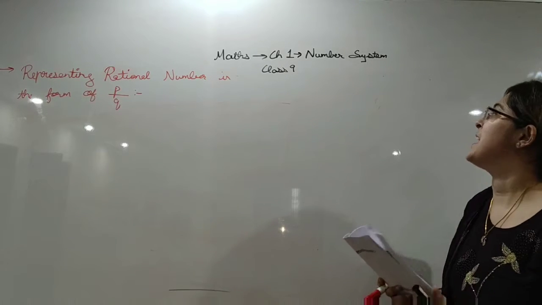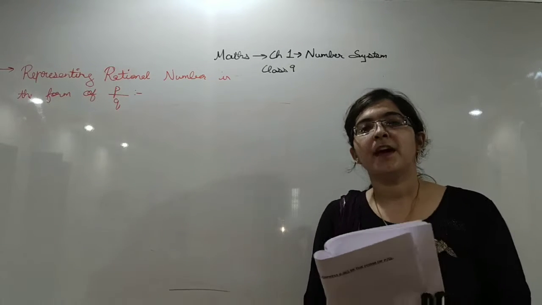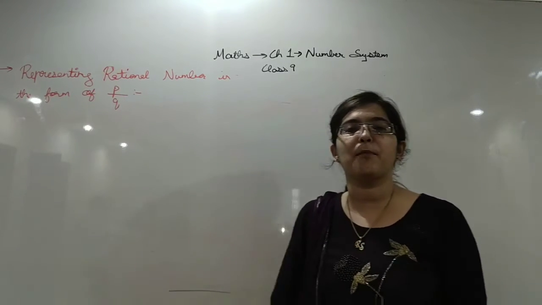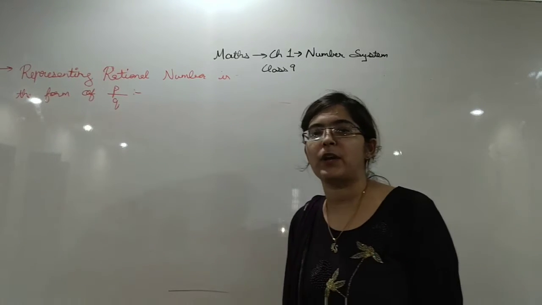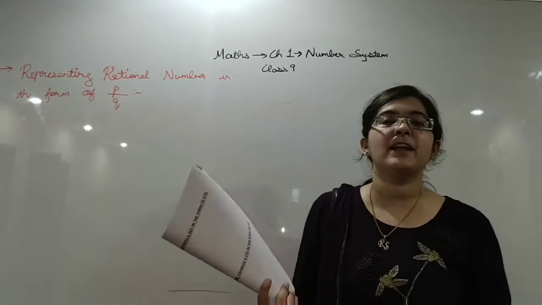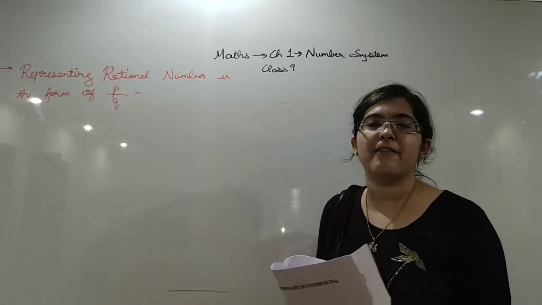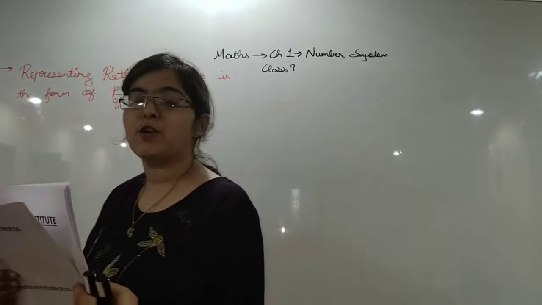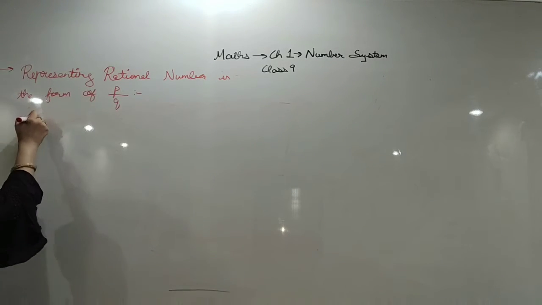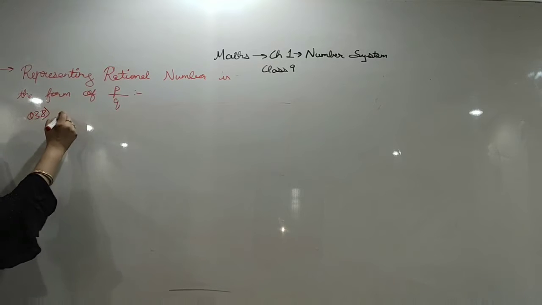Students, we were doing chapter 1 number system, in which we were in the topic representing rational number in the form of P by Q. All of you are having this question booklet. We have done till question number 37 in our previous classes. Today we will start from question number 38. Read your question 38, what it is.